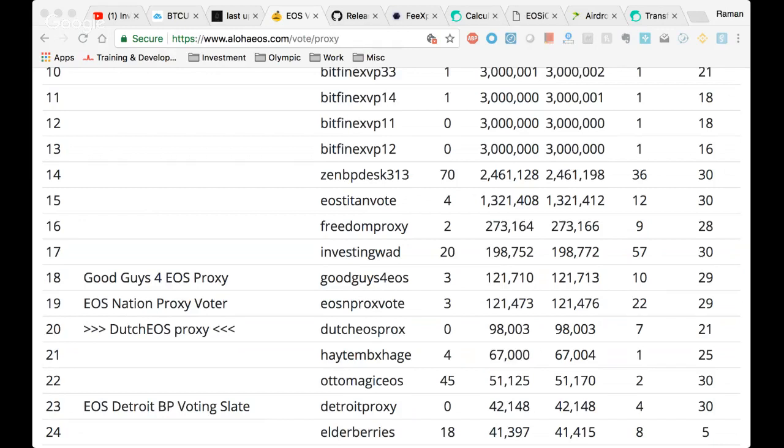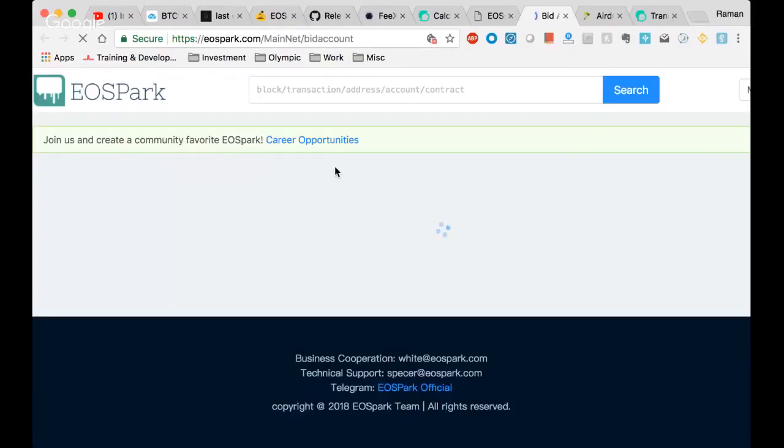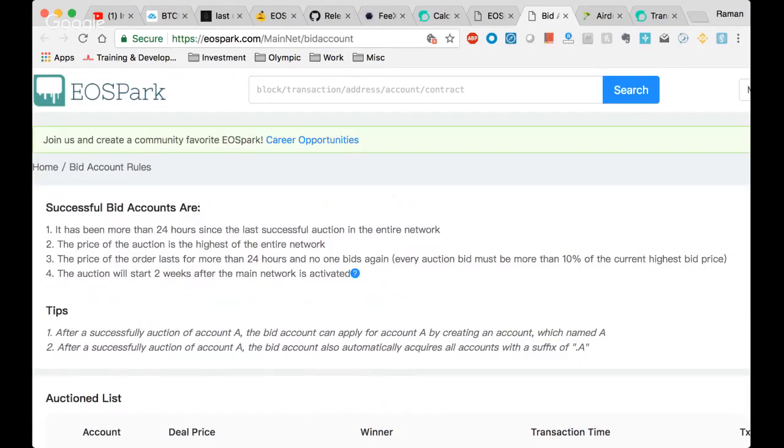So let me see if I can have a look. So yeah, I managed to find this site which has the details from EOS Park. EOS Park has this information about the bids which have gone through.